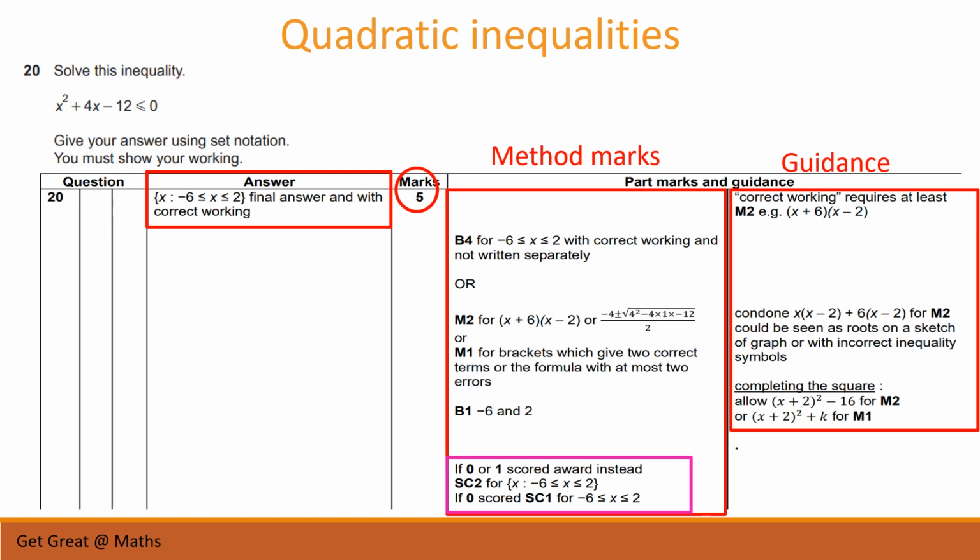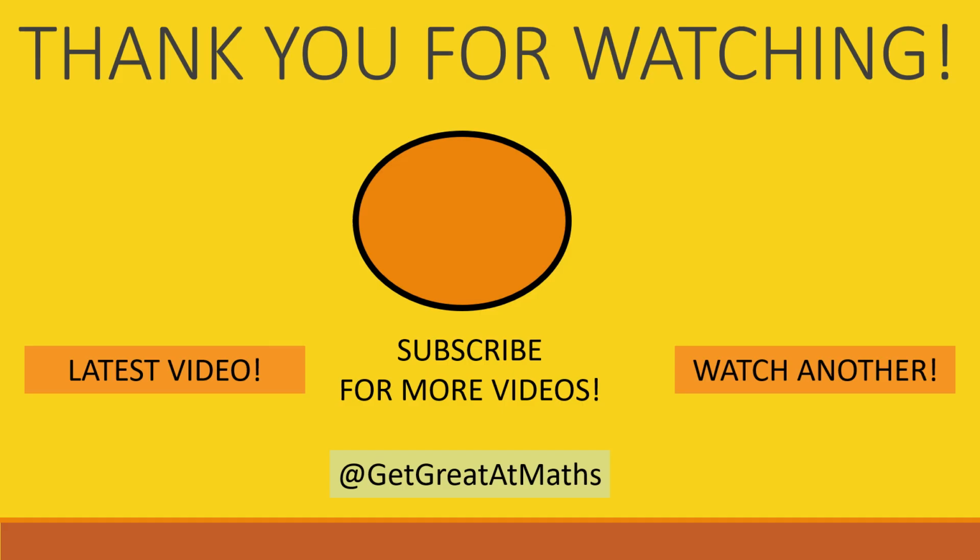So we get SC2, which means you can only get a maximum of 2 marks if you didn't write it in set notation, but showed working out, because the answer must show your working out. You will only get 1 mark, so the SC1 means 1 mark if you wrote between -6 and 2. So please make sure you show your working out to get the full marks.